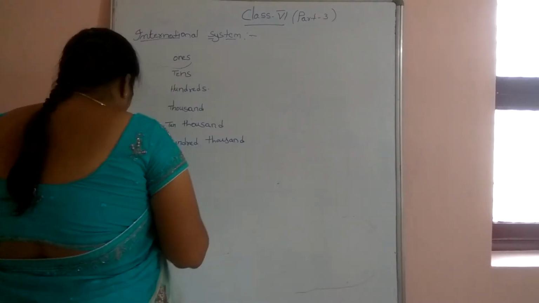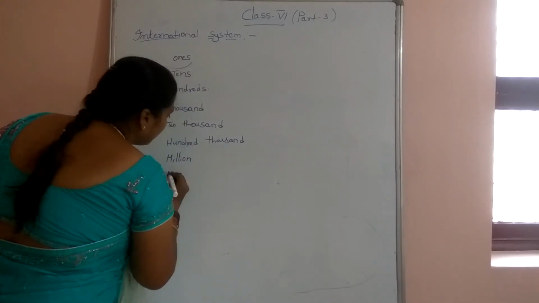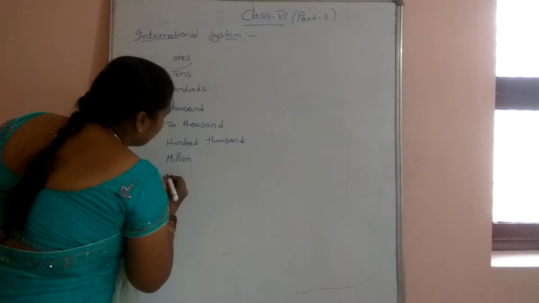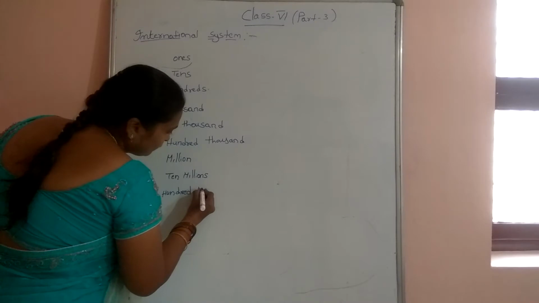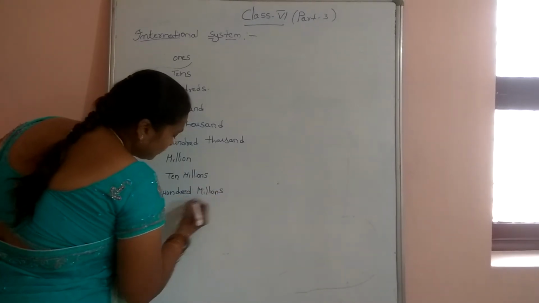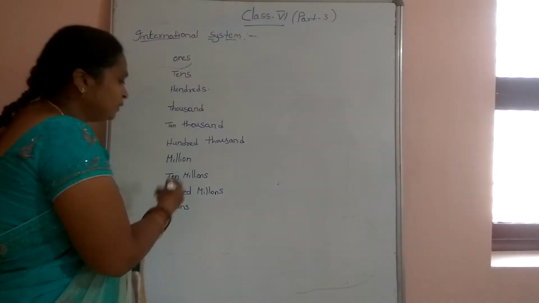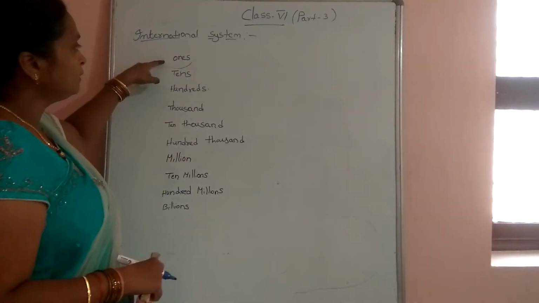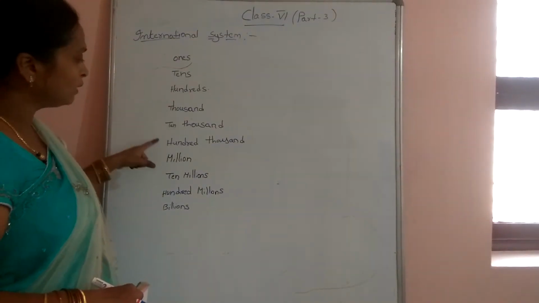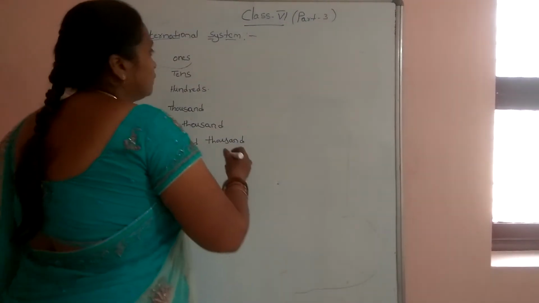Next, million, 10 million, 100 million, 10 billion, 100 billion, and so on. In the international system, from the right side to the left side: ones, tens, hundreds, thousand, 10,000, 100,000, million, 10 million, 100 million, billions.